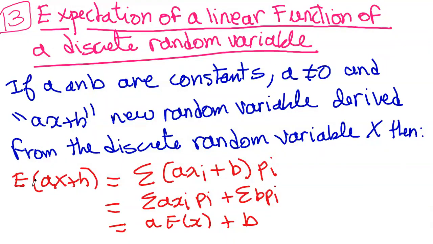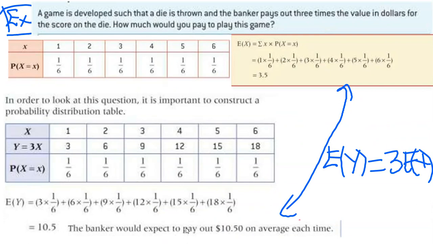We know that the expected value is the sum of the values axi plus b times the probability. So it's equal to the sum of axi pi plus the sum of bpi. So it's a E(X), because the sum of xi times pi is E(X), plus b. Let's do an example to understand what I'm saying here.